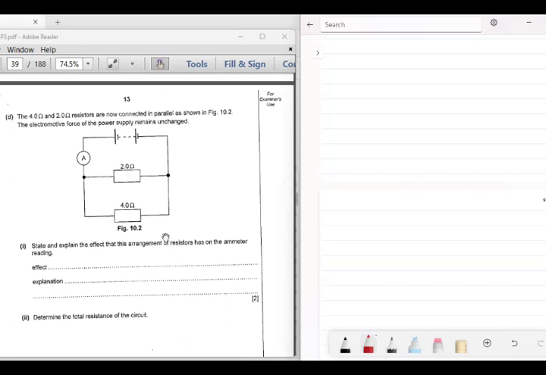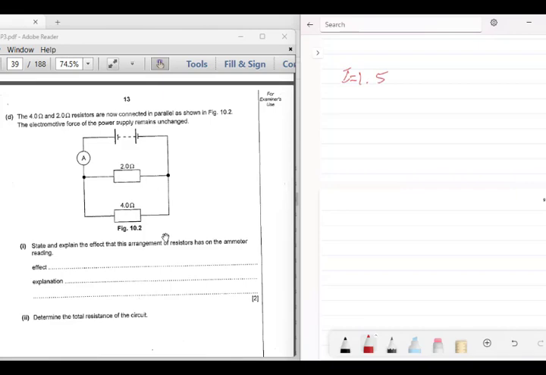So what is the question now here? The 4 ohms and the 2 ohms resistors are now connected in parallel as shown in figure 10.2. The electromotive force of the power source remains unchanged. State and explain the effect that this arrangement has on the ammeter reading. Okay, the ammeter reading, remember, it was 1.5.